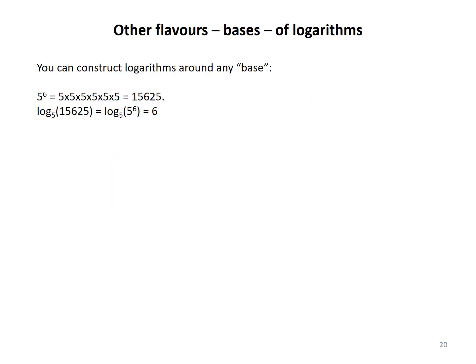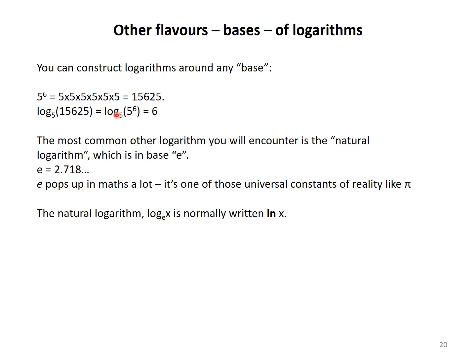So far, we have talked about log with a base of 10, but in fact, you can have log with any base, such as a log with base 5. But in science, the most common log that you will encounter is the natural log with a base of e. So what is e? It is a mathematical constant known as Euler's constant, and it is an irrational number with a value of 2.718, and it is never ending. So it pops up a lot in mathematics, such as pi, which is also another constant that we use. So the natural log is written as log e x, and it is also known as ln x.